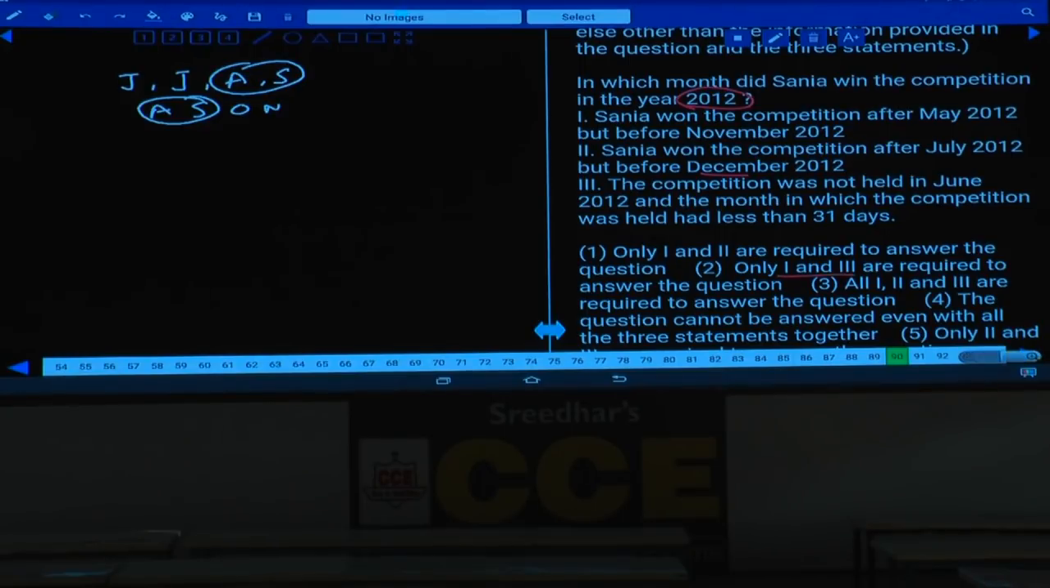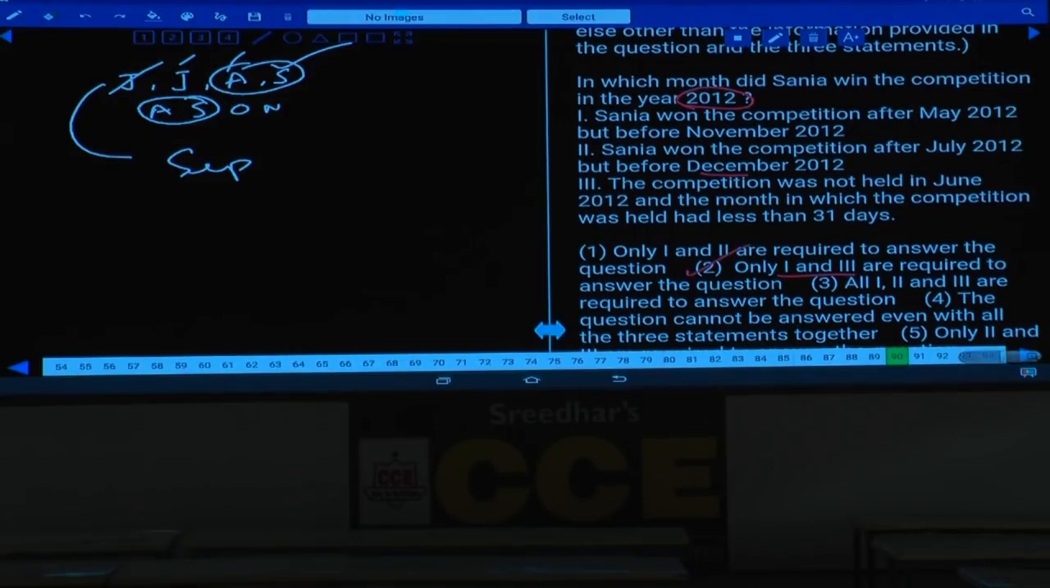Then going for 1 and 3. This is 1, and what is 3 here? In this 3, the competition was not held in June 2012. June is ruled out, isn't it? And the month in which the competition was held had less than 31 days. July has 31 days, August 31 days, and September has only 30 days. Are we getting the answer or not? By combining 1 and 3, we can determine that Sania won the competition in the month of September. Only 1 and 3 are required, choice 2.